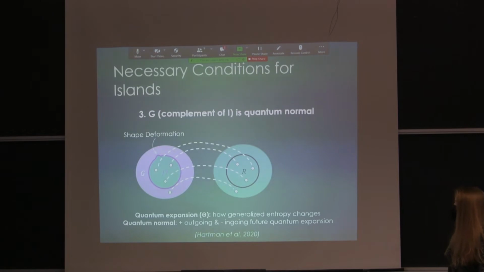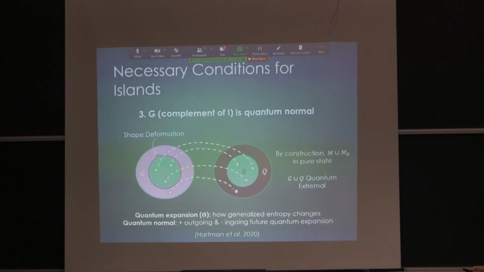So then the third condition is a consequence of the assumption that the Hartman et al. paper makes, and that we will make as well, that the two universes here are together in a pure state. And so G, which is the complement of I, this area outside of I, and Q, which is the complement of R, should also together be quantum extremal. And so that translates into an analogous condition on G being this complement of I. So the third condition is that G must also be quantum normal.